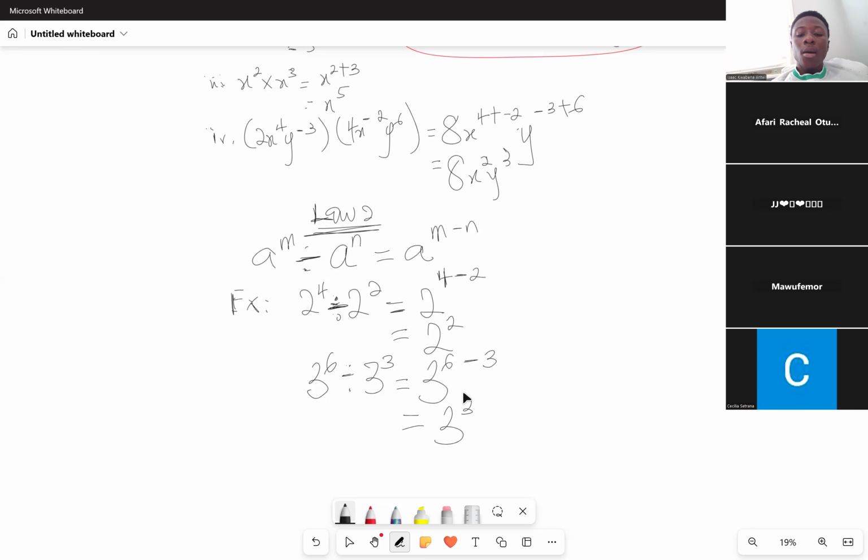I was going to tell you that a to the power of m divided by a to the power of n can be rewritten as a to the power of m over a to the power of n. If you find something over something, it's the same as the division symbol. That bar means division. So if you see this, what should matter to you is the base.